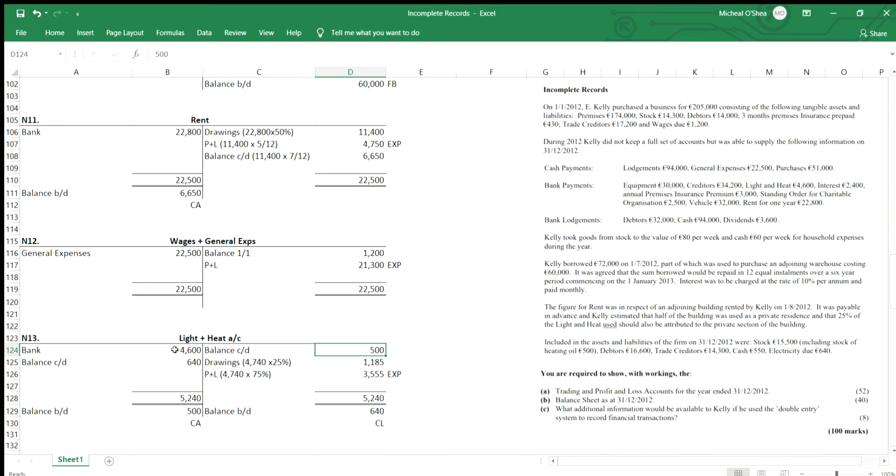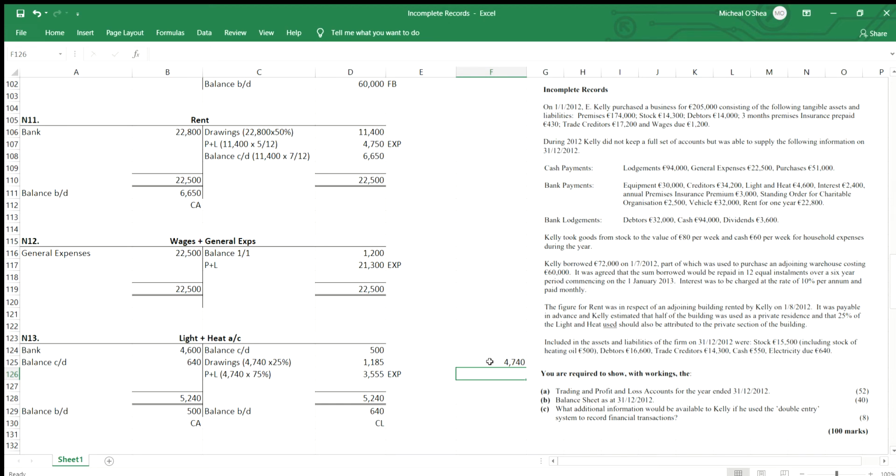So 4,600, 640, and 500. If I was to balance both sides, my balance in both sides would be 4,740. Let's pretend drawings didn't exist. There's no drawings here. There's just bank, balance carried down, balance carried down. What would you do? You'd put in the difference here as P&L, and it would be 4,740. So that would be the way we do it.